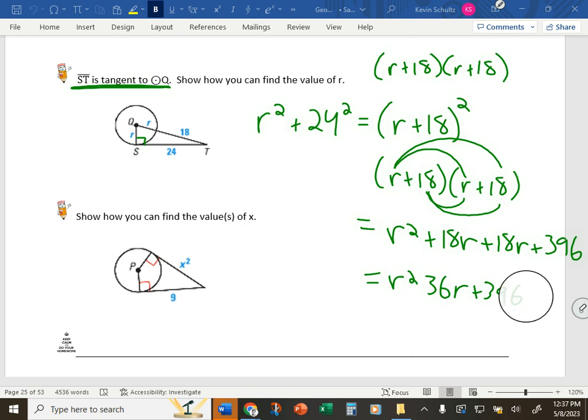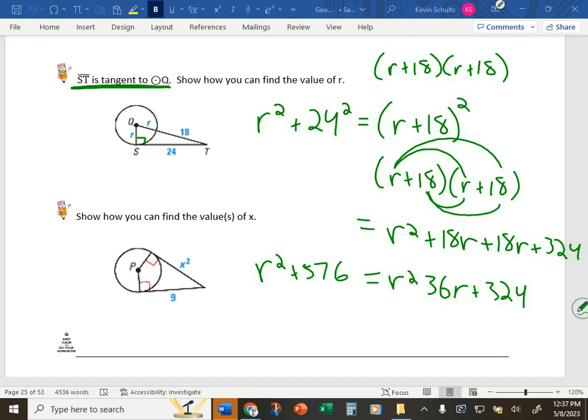324? Oh, shoot, I guessed and I was wrong. You sure did. Whoopsie-doo. Whoops, I made a mistake. That's on me. Right? Yeah. What's 24 squared? 576. Easy.